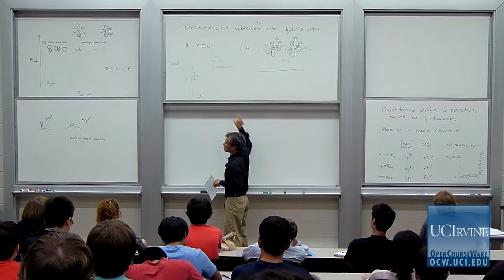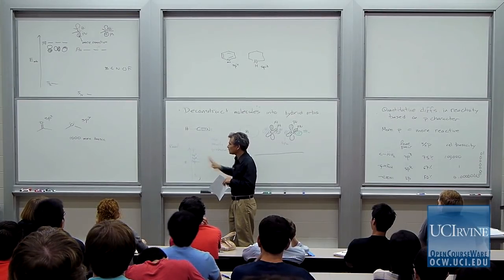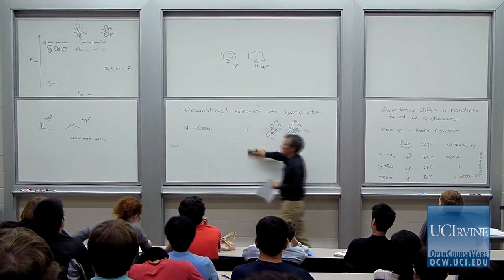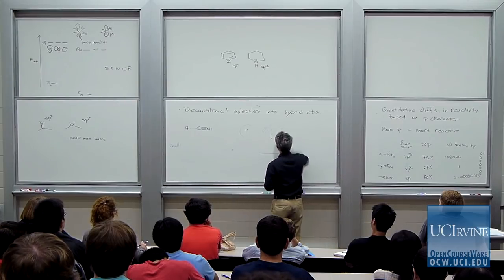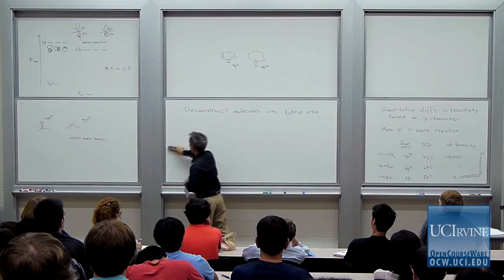But let me put one sort of fly in the ointment here, one word of caution in applying this very simple idea that hybridization is important and that p character correlates with basicity and nucleophilicity. More p character means more nucleophilic and more basic.